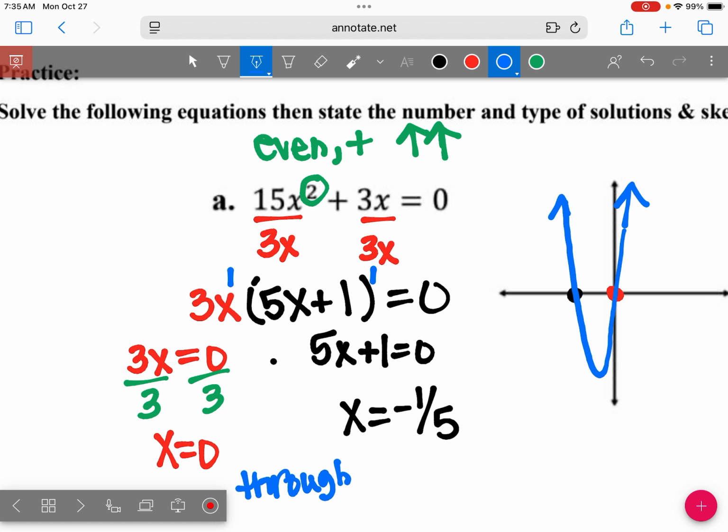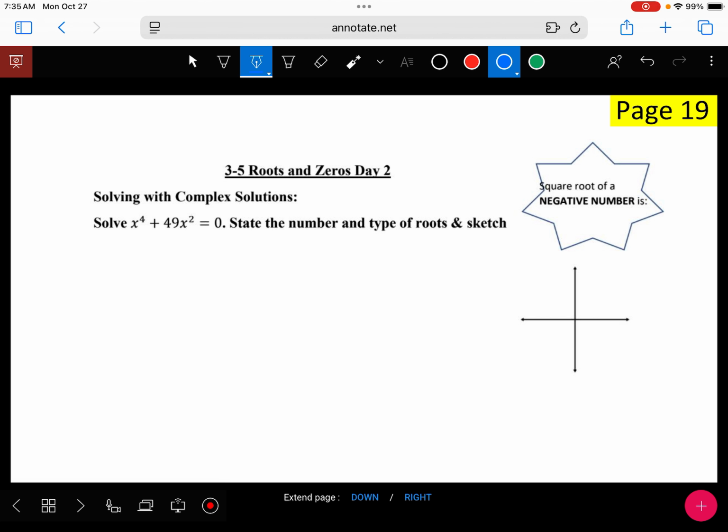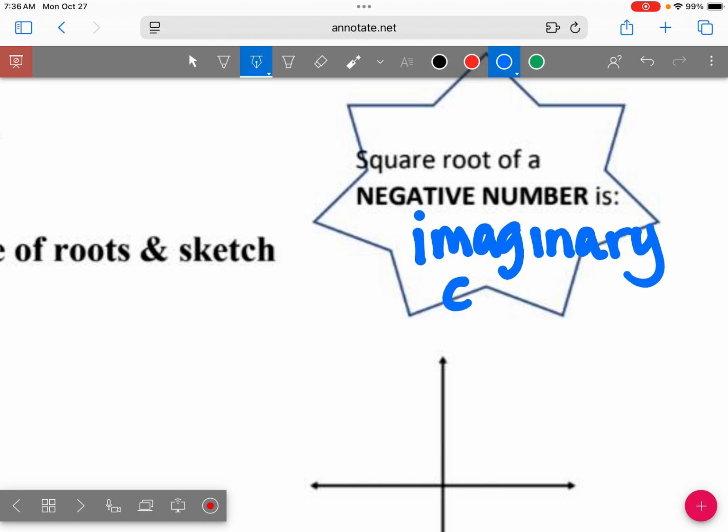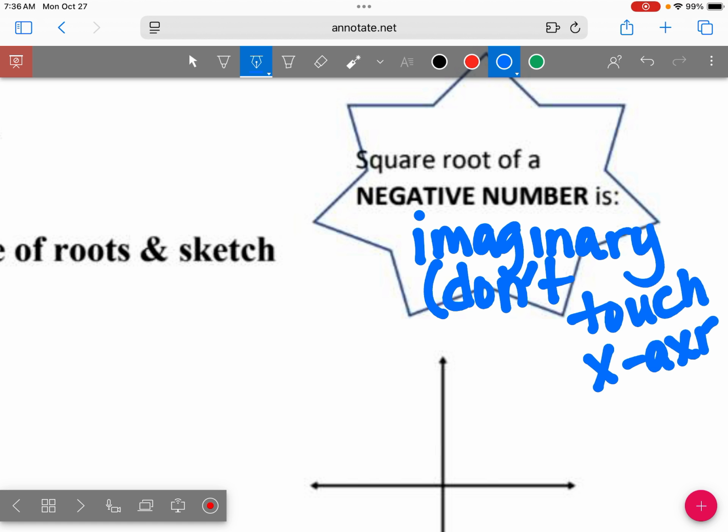All right, so now let's talk about when we have some imaginaries. Remember, anytime you have to take the square root of a negative, it is imaginary. Go ahead and write that in the bubble or in a star. Imaginaries don't touch the x-axis. That's what you need to remember. Whenever you have a negative that you have to take the square root of, it does not touch the x-axis.